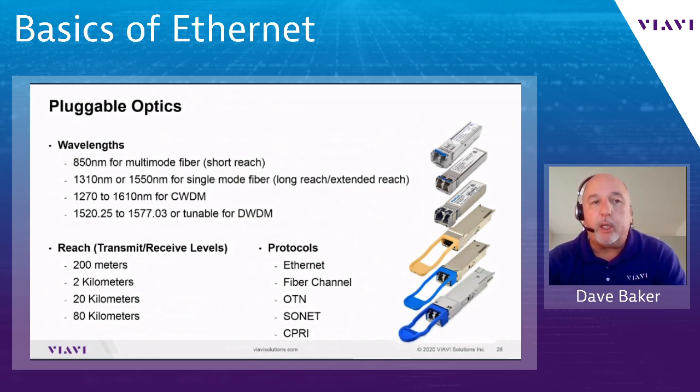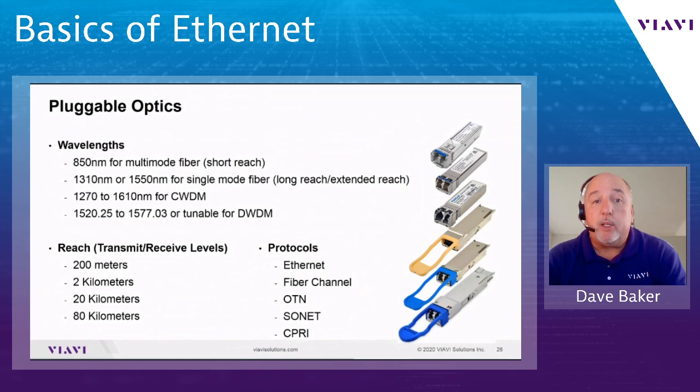1550 nanometer optics are a little bit more expensive, but they support extended reach. They may be spec'd at 80 kilometers, plus or minus. So it's important to select optics that have the correct reach for your application.